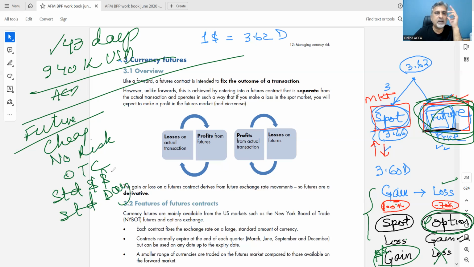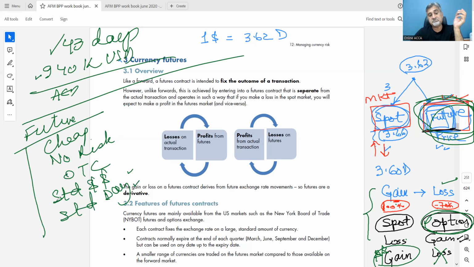So I cannot buy a future contract for $940,000. Future contract is available in $1 million or $500,000. Standard amounts are there. Standard time periods are there, 30 days, 60 days. It is not possible to have 43 days, 47th day, the evening of the 48th day. Nothing will happen like this. So standard amounts are there. Standard days, durations are there.